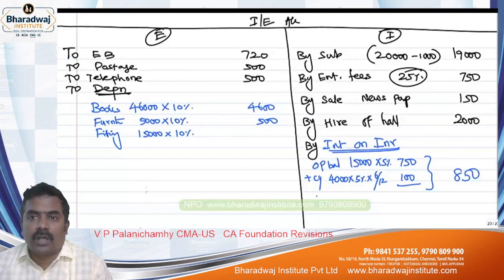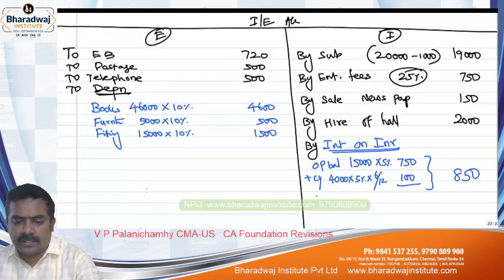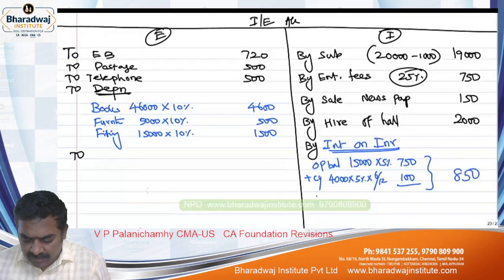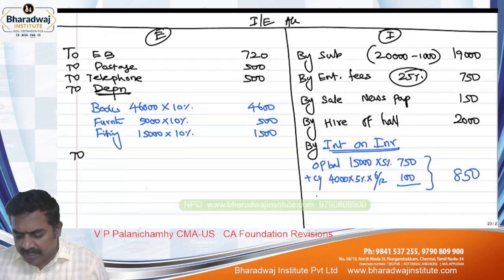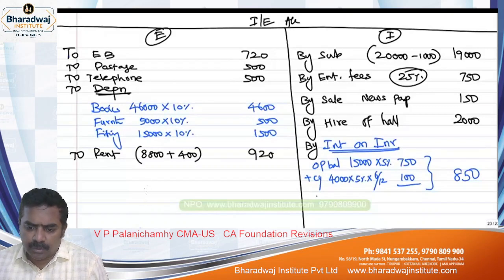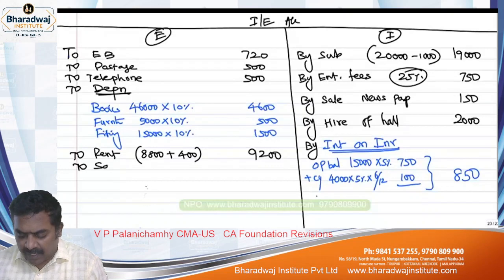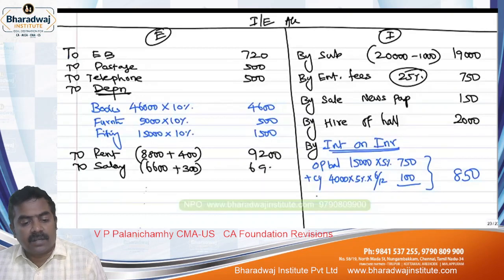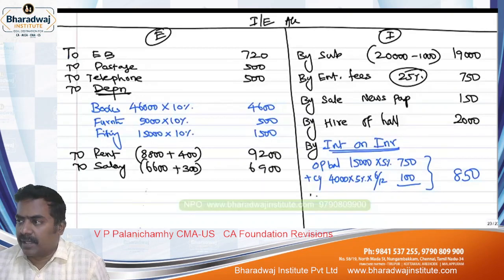Depreciation on books, both on opening balance as well as additions. Furniture 10%, fittings 10%. வேற என்ன expense இருக்கு? Rent, rent outstanding இருக்கா? Rent outstanding adjustmentல கொடுத்திருக்கோம் பாருங்க, எவ்வளவு கொடுத்திருக்கோம், 400. Rent 8,800 plus 400, 9,200. To salary, investment வராது, balance sheet item. Salary பாருங்களேன், 6,600 plus what is outstanding, 300, 6,900.